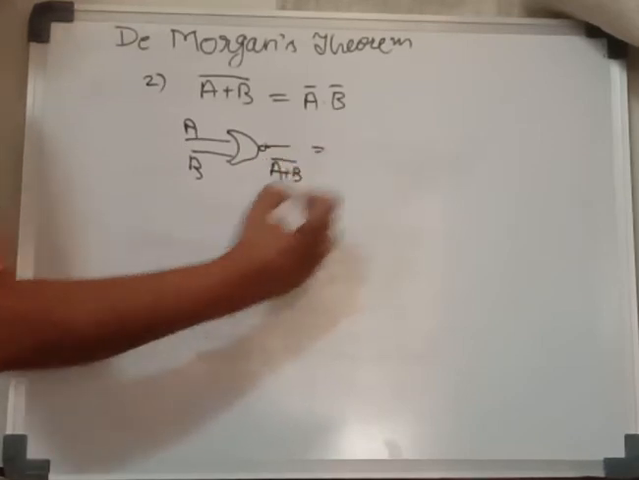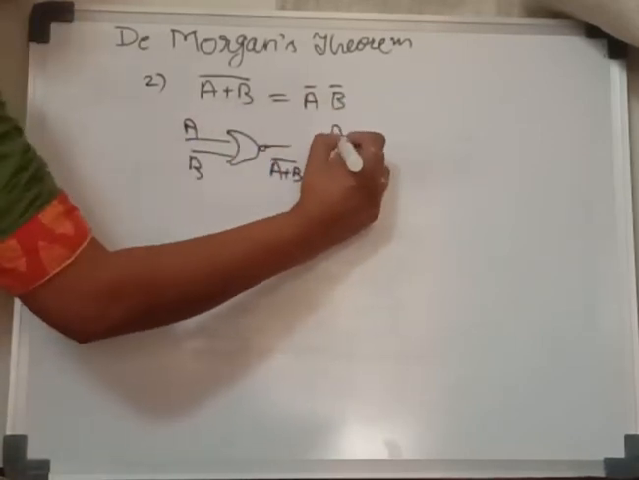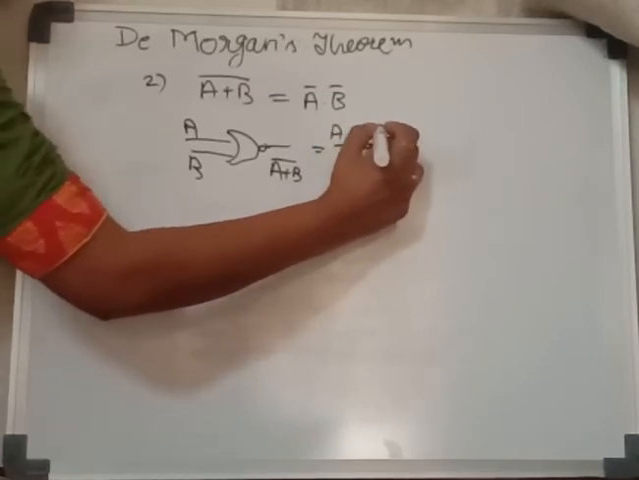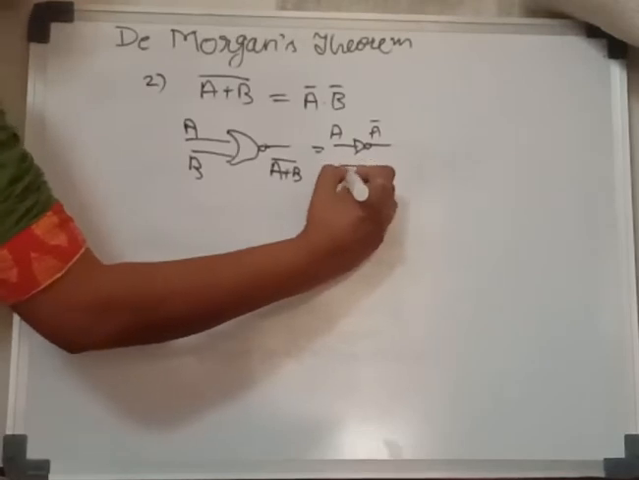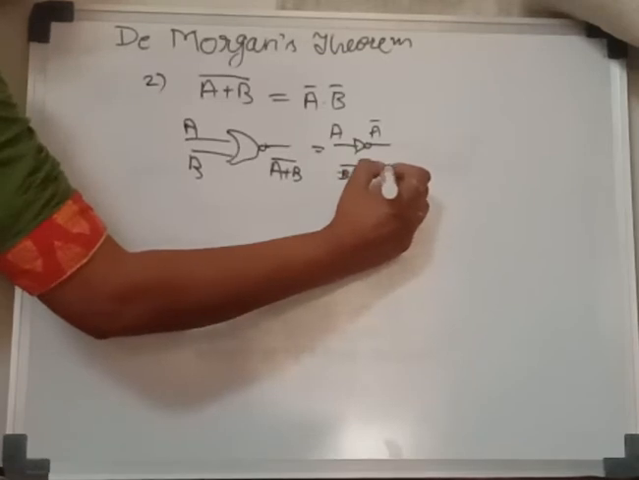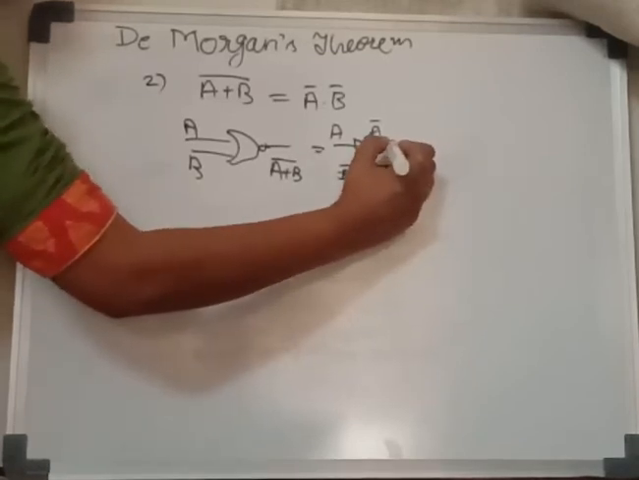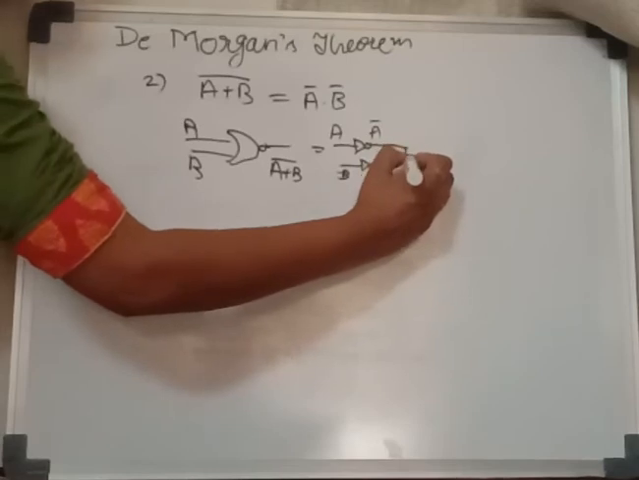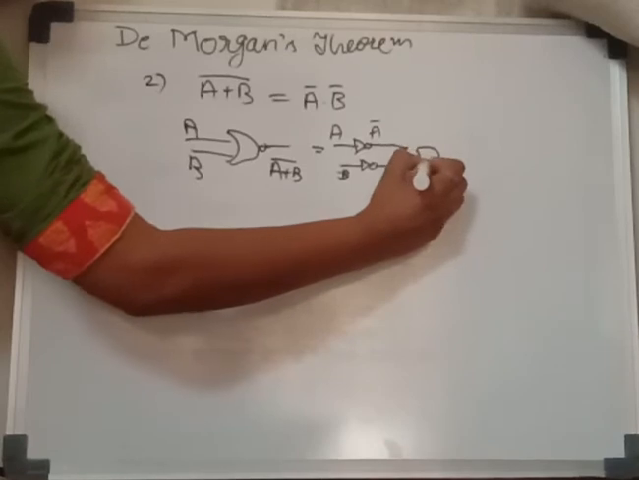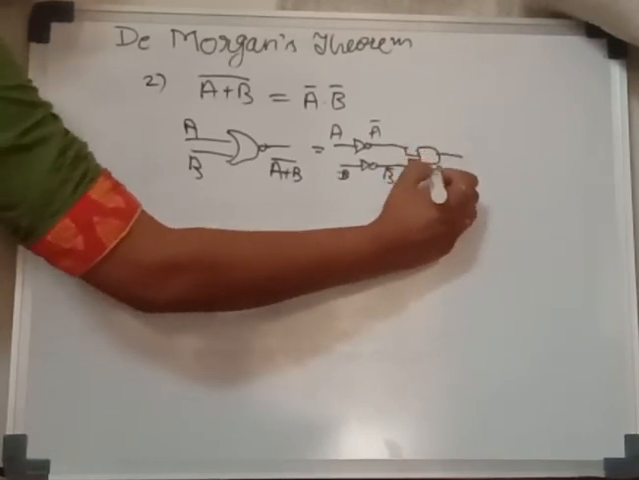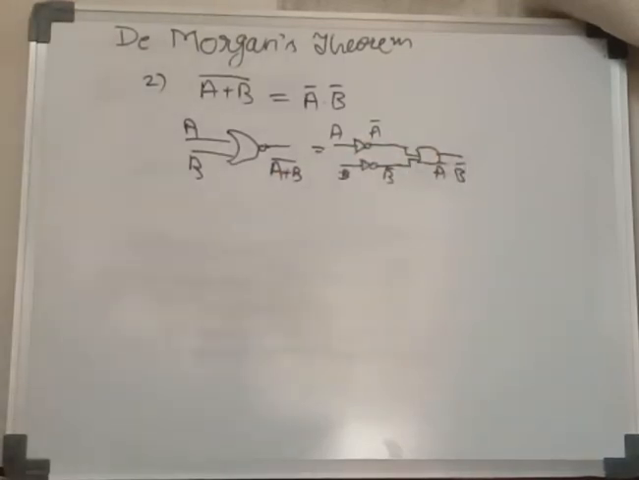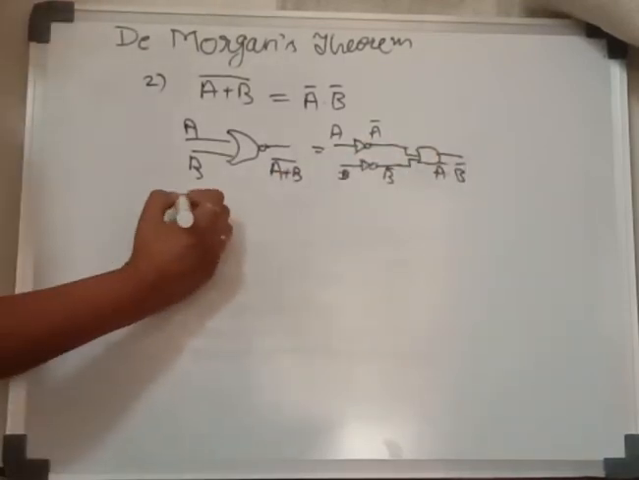Okay, which is nothing but negation of A is, suppose this is A, this is the negation of A, that is A bar. Again this is B, and this is negation of B, that is B bar. Okay, and it is the product of 2. So this is nothing but the AND gate. Okay, so this is A bar dot B bar. Okay, so let us start with the truth table.